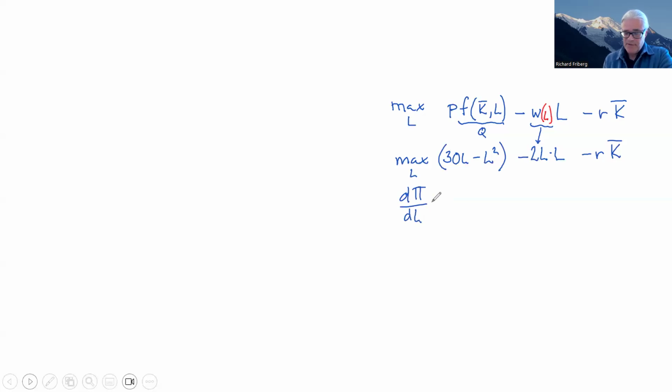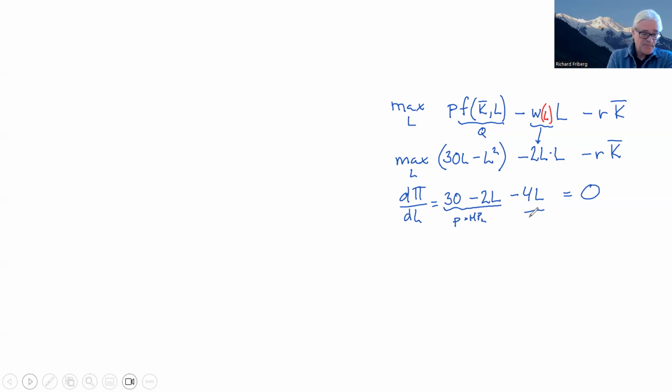Let's try to see at what level of employment this firm will maximize profits. So we're differentiating profits with respect to L here. So it gives us 30 minus 2L. So this is 2L squared. Differentiate that with respect to L, gives us 4L. And then this is just a constant, so that drops out. Okay. So we could think of this as price times marginal product of labor, and this is the cost of labor.